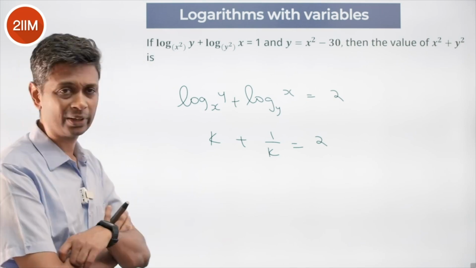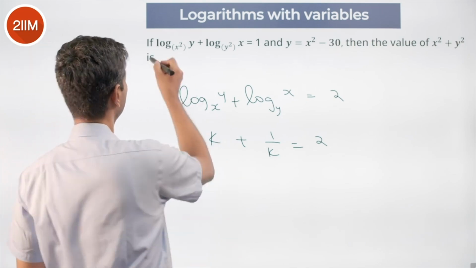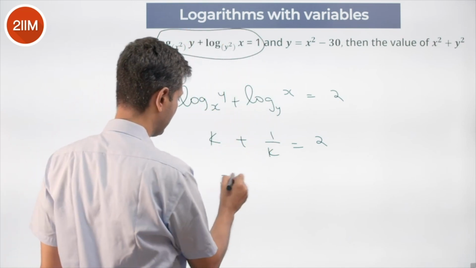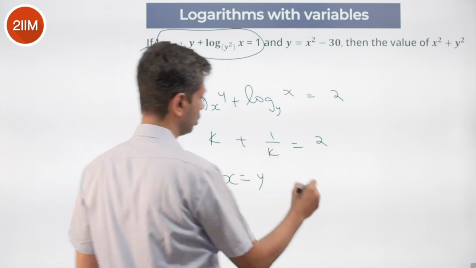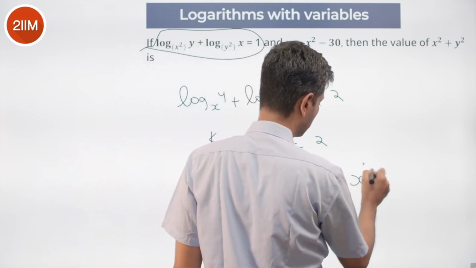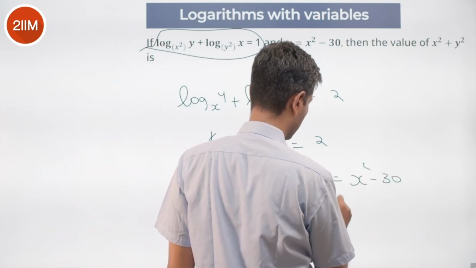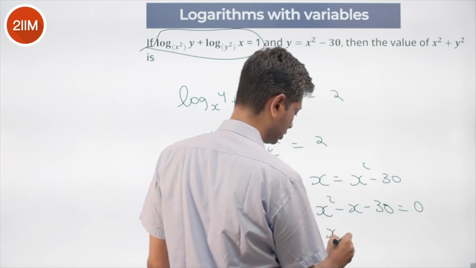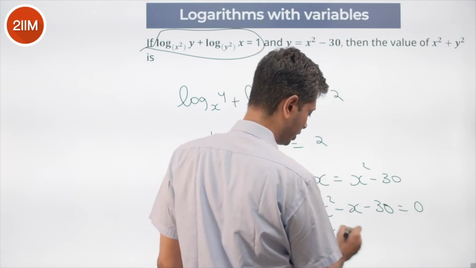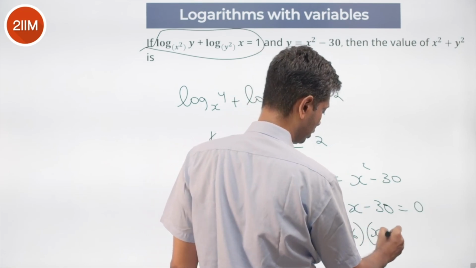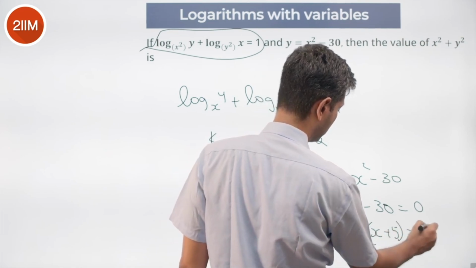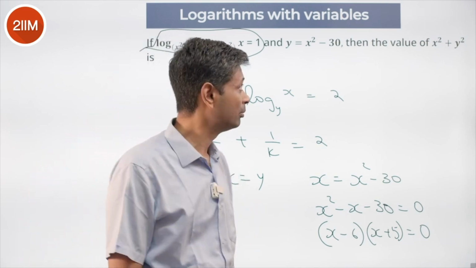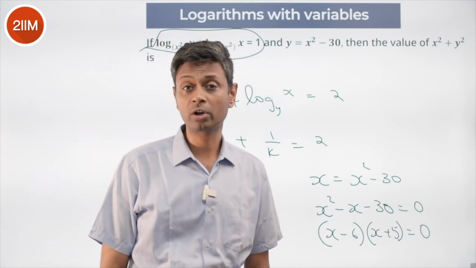That means y is equal to x. Effectively, this whole thing is an elaborate way of saying x equal to y. Or we are solving for x equals x square minus 30, or x square minus x minus 30 is equal to 0. This can be broken as 6 and 5. X minus 6 into x plus 5 is equal to 0. Minus 6 plus 5 is minus 1, minus 6 into 5 is minus 30. X is 6 or minus 5.